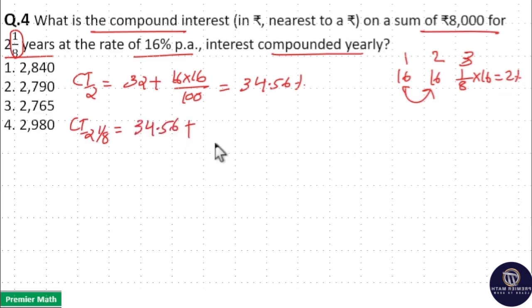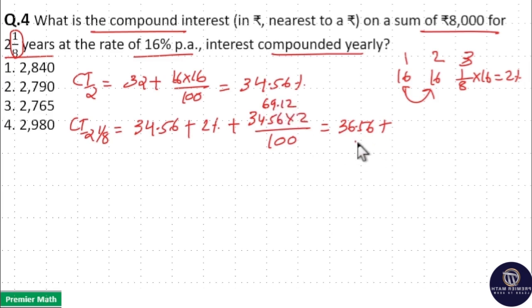Now the compound interest for 2 and 1 by 8 years is equal to 34.56 plus, for the third year, it is 2% plus 34.56 into 2 divided by 100, which is equal to 36.56 plus, here 2 into 56 is 112, 2 into 34 is 68, so 69.12. So here this will become 36.56 plus 0.69, which is 37.25%.